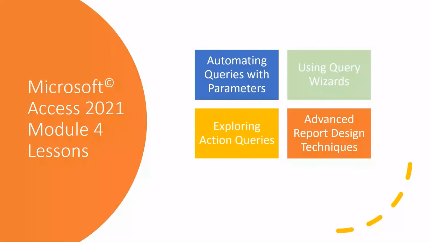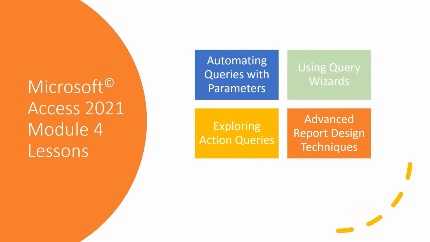Module 4, we're going to do more advanced things with queries, as well as some advanced report design techniques. So we're going to start with automating queries with parameters. In the previous module, we did a query criteria where we said just show us customers that are in California and Oregon. With a parameter query, the end user can make those choices before they run the query.